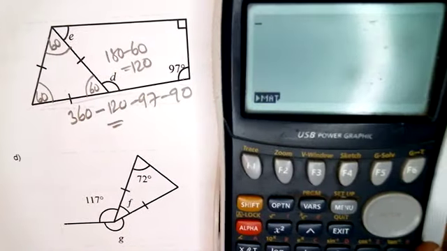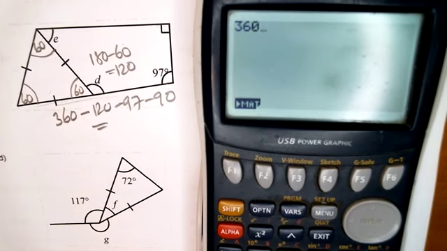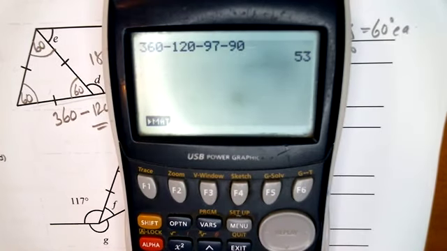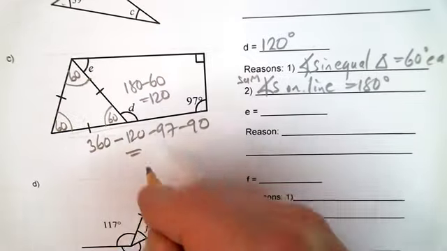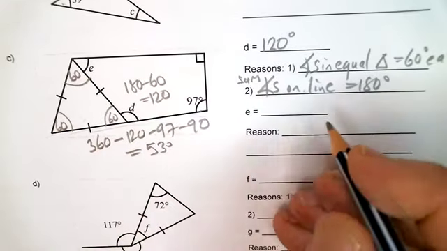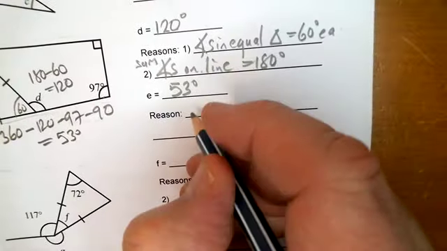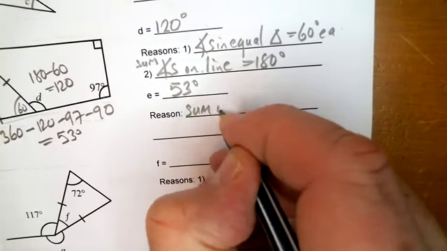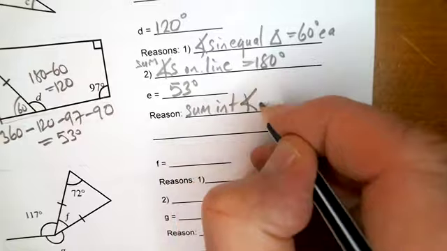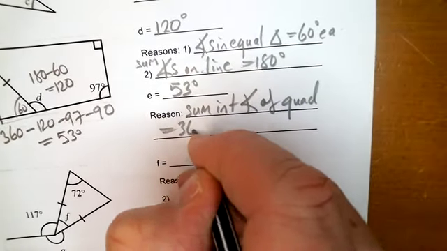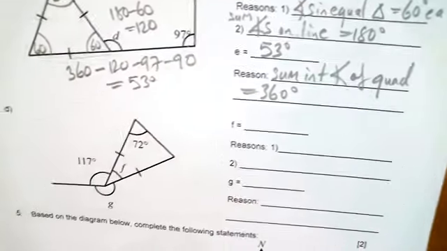So I've got my 360. I'm taking off my 120, my 97, and my 90. What do we end up with? We get 53. So this is 53 degrees. So E is 53 degrees. I'm going to put sum of internal angles of a quadrilateral equal 360 degrees. And that's what we've got.